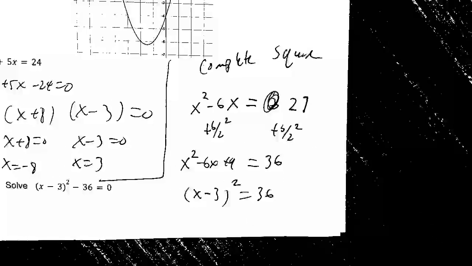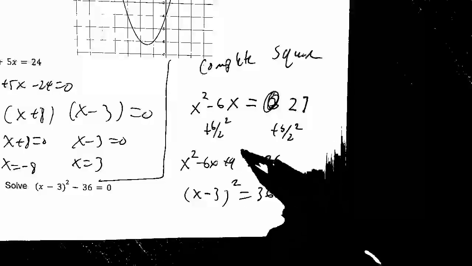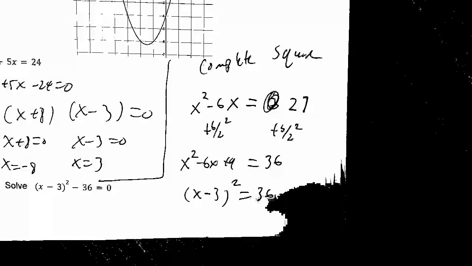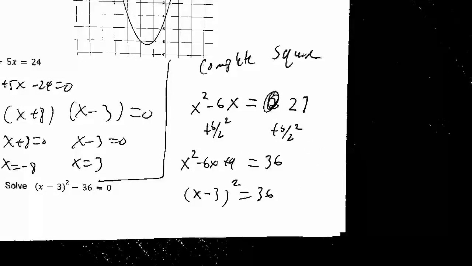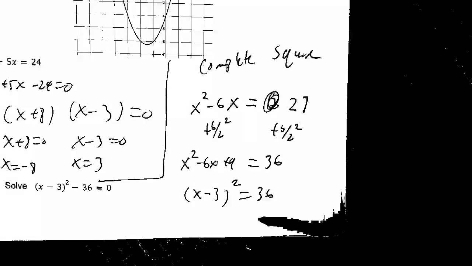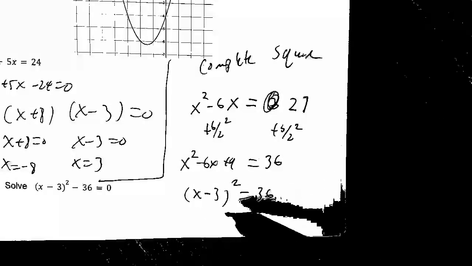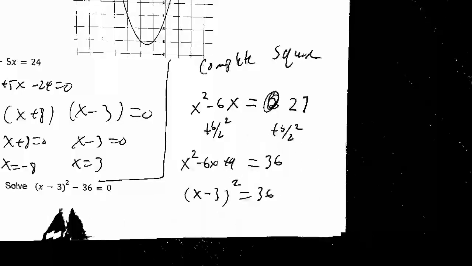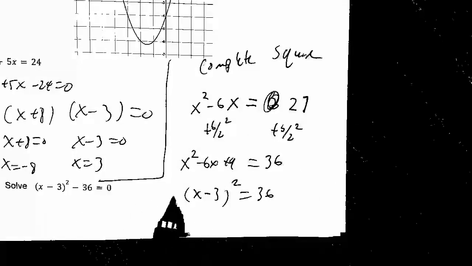Wait, why is it minus 3? Because x plus b over 2 goes on the inside here. How do you find x? Okay, what squared is 36? 6. So these two are now the same problem. Do you guys see how these are the same problem now?